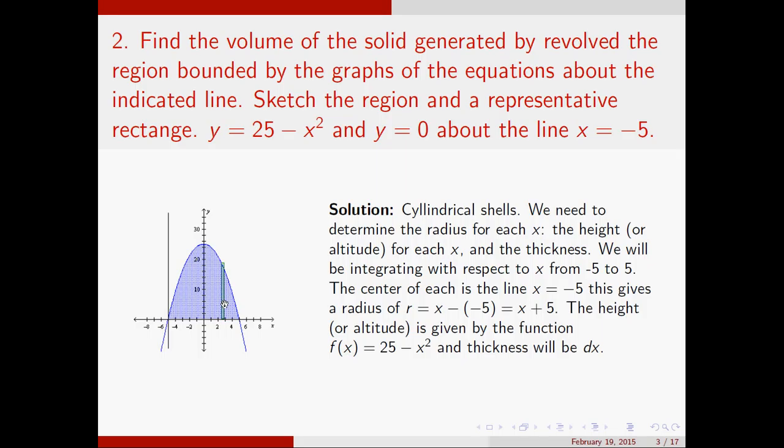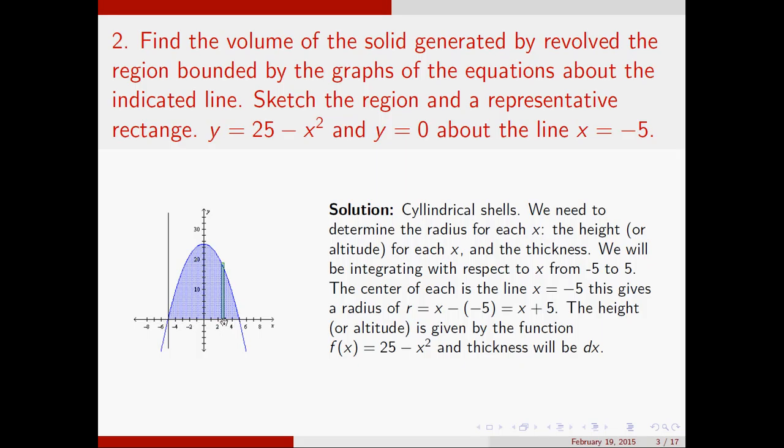We need to know a couple things. We need to know the radius of each of those shells, how far away each of those little pieces would be from the center. The center is here at x equals minus 5. We also need to know the height of each of those shells. The thickness, in this case, is going to be dx. We're going to integrate with respect to x from minus 5 to 5. So let's start with the radius.